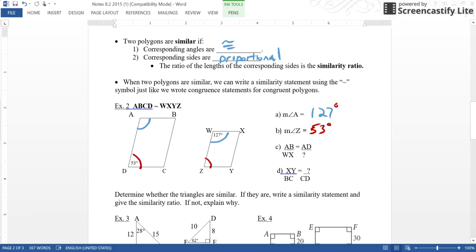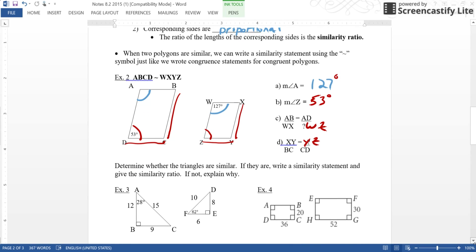Okay? And then if we're looking for sides, AB over WX is the same as AD over WZ. And this one is going to be YZ. Okay? So YZ over CD is equal to XY over BC. That's how we look at that.